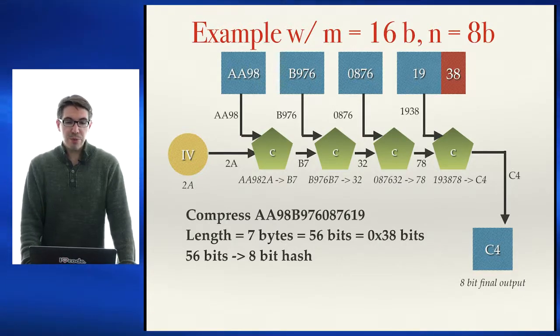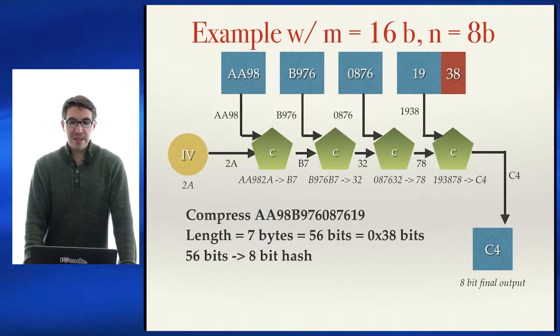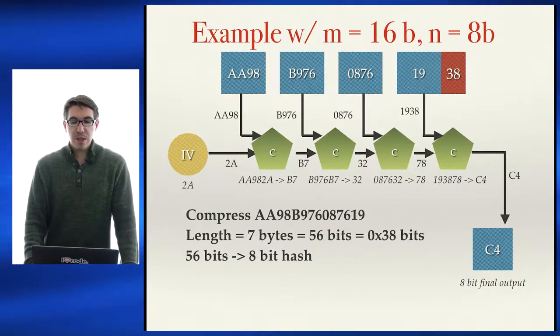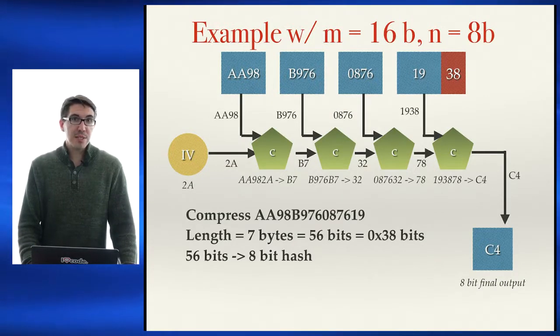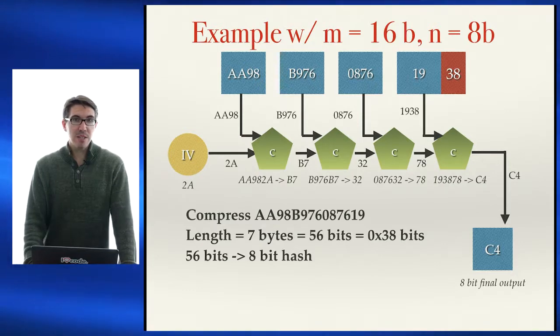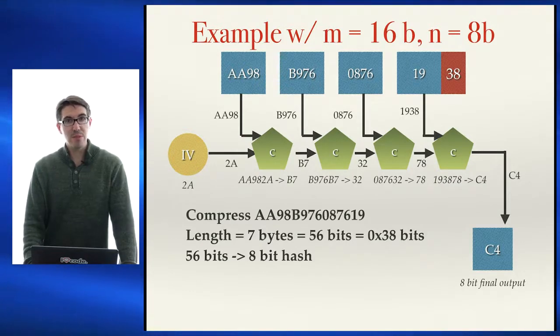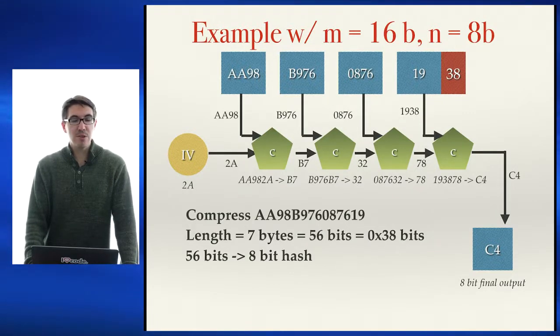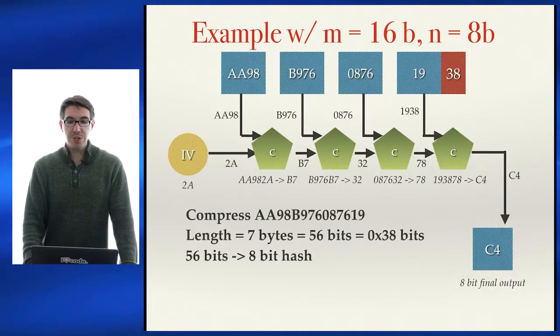So our initial input, we could not separate that into 16-bit chunks. So we're going to add a second value here to fill in, or pad, or what's sometimes called strengthen, that final block. In this case, I put 38 there. What you're going to see in most hash functions is that this strengthening is going to pad it with zeros, but it's arbitrary as long as it's defined what data goes there. So here we have 1938 passed in with 78 to get our final result of C4. So we have 56 bits, but the output was an 8-bit hash.